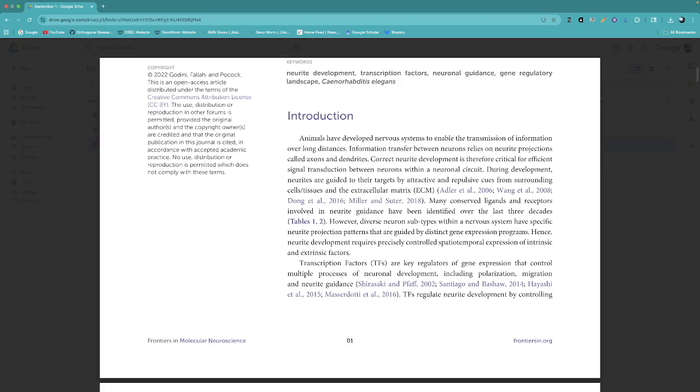And so this whole idea of neurite guidance, we need to identify ligands and receptors. So why are we interested in gene expression? Well, a lot of neuron subtypes, especially within C. elegans, where they're determined deterministically, have specific neurite projection patterns that are guided by distinct gene expression programs. So we know kind of that cells are going to be in a certain place, and the gene expression programs are activated at a certain point in development. And of course, neurite development requires precisely controlled spatiotemporal expression of these factors.